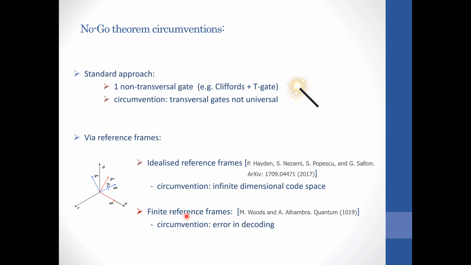Then in 2019 with Alhambra, we use finite reference frames. And here the circumvention is different because now you have a finite dimensional code space. The circumvention is that we now have an error in the decoding, so we cannot decode perfectly, right? Because the standard Eastin-Knill theorem assumes that you can do perfect decoding. So here there's an inherent fundamental error in the decoding, regardless of what noise you actually have. And also at the same time, in 2019, Philip Woods and co-authors also had a method to circumvent the Eastin-Knill theorem, which again had a finite dimensional code space. So the circumvention is the same as here, but rather than using reference frames, they have inherent symmetry in the systems that they studied. But the nice thing about this approach is that the error scalings are similar to this approach. So they're also complementary to each other.